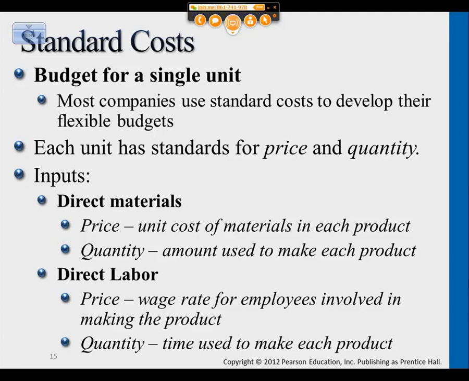Now for direct labor, just a tad difference. The price is the wage rate for employees that are involved in making that product, and the quantity is the time that was used to make that product. Why do we need this? Practically, it's based on what the purchase price is. Based on what the purchase price is, managers are going to make a decision at what level the cost per unit of material is, and based on the production cycle and the levels of production, the manager is going to set a certain quantity produced of each product.